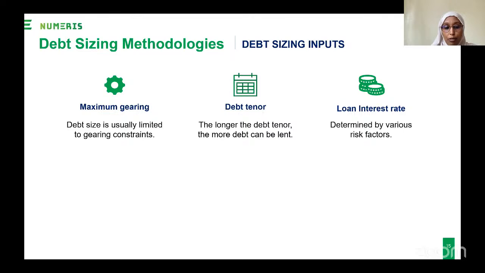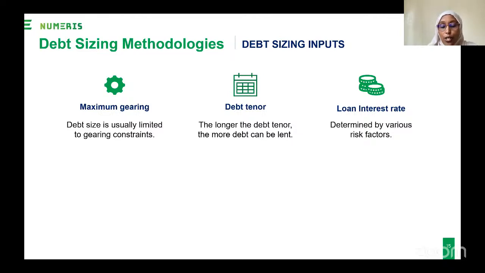So just a bit of background to this again. When determining this optimal debt size, there are various inputs that play into this. For example, we talk about maximum gearing. So gearing basically is the degree to which the project is funded by debt. So maximum gearing represents the highest allowable debt, and this is normally limited by various constraints and is defined in the financing term sheet. In debt sizing, this parameter is crucial for ensuring that the project does not become over-leveraged, which could strain cash flows and increase default risk. The next one is the debt tenor.